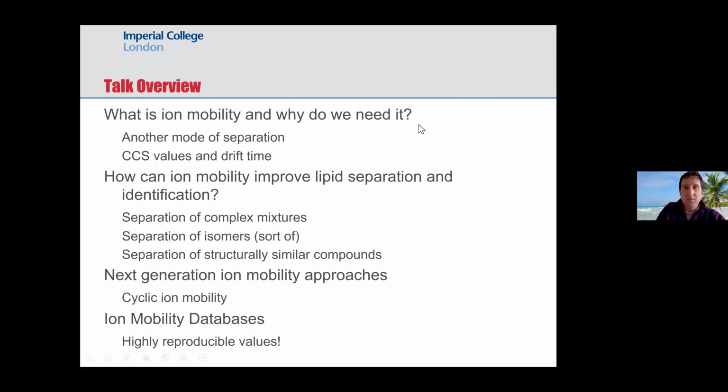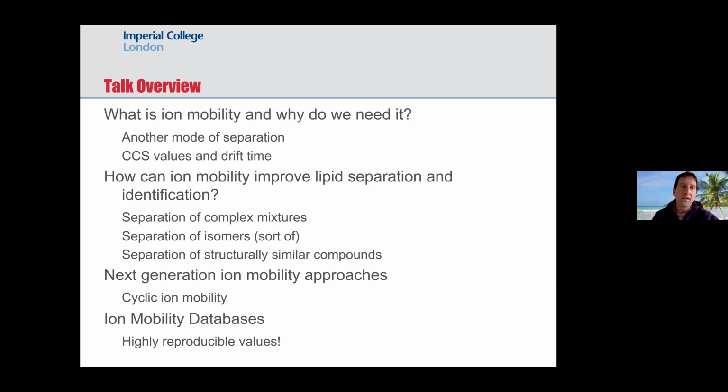In terms of my talk overview, I thought I'd start off by telling you what ion mobility is and why we might need it. One of the key messages is it's another mode of separation, and in particular, it's an orthogonal mode of separation compared to the high resolution mass spectrometry that we might be performing, and also the chromatography on the front end. One of the things I'll try and get across is just how complementary the three different techniques are together.